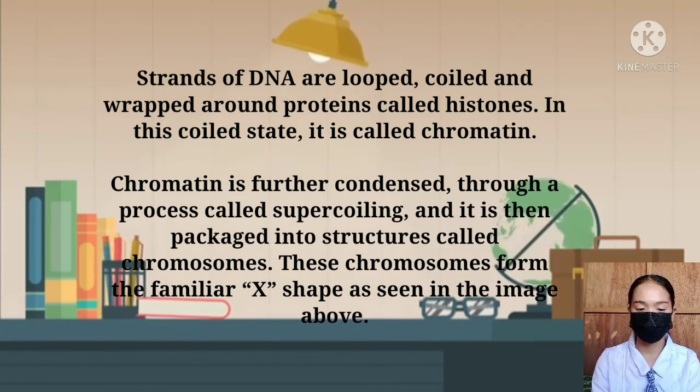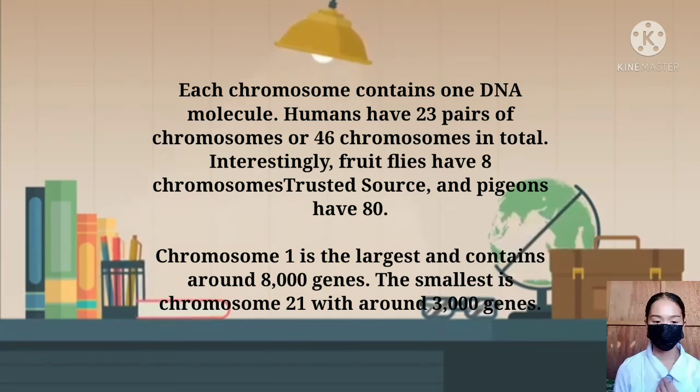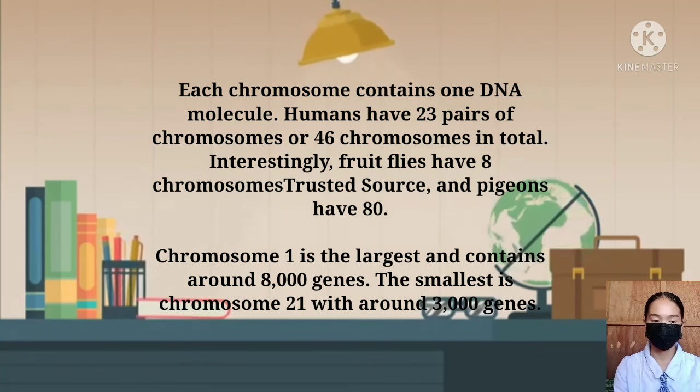Chromatin is further condensed through a process called supercoiling, and it is packaged into structures called chromosomes. These chromosomes form the familiar X shape as seen in the image above. Each chromosome contains one DNA molecule.